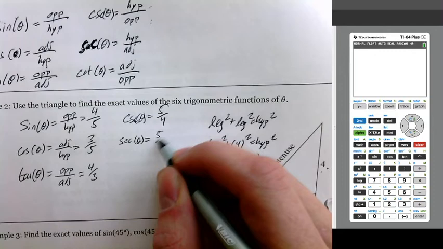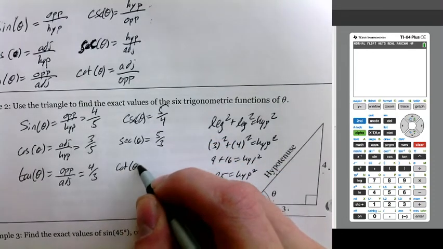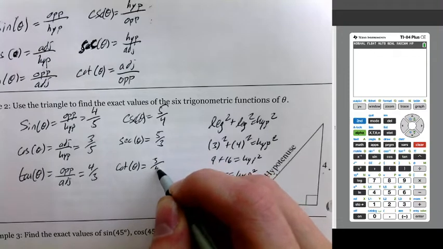So secant is just going to be the reciprocal of cosine, which is 5/3. And cotangent is just going to be the reciprocal of tangent, so 3/4.